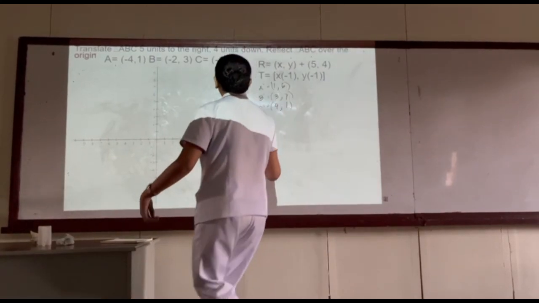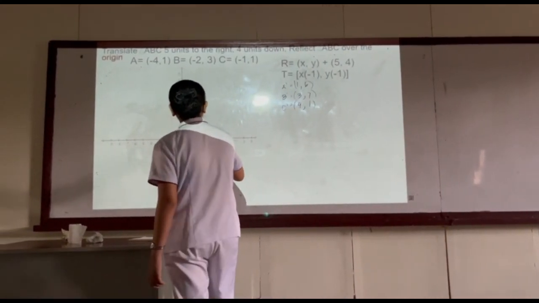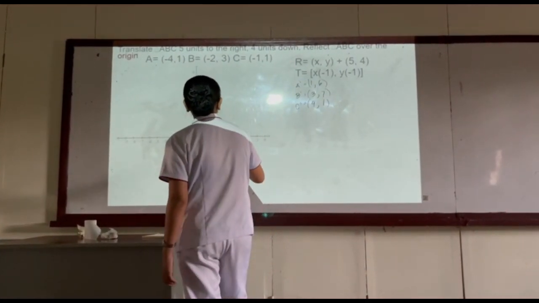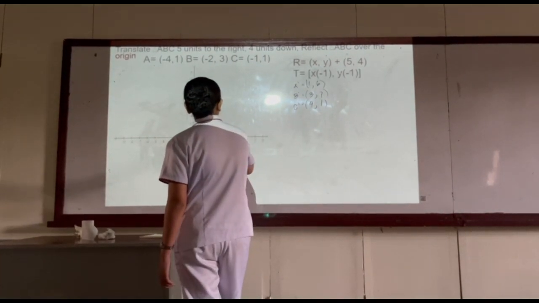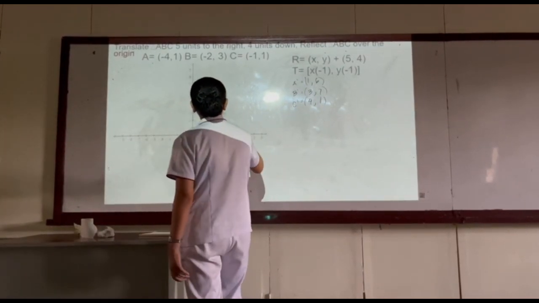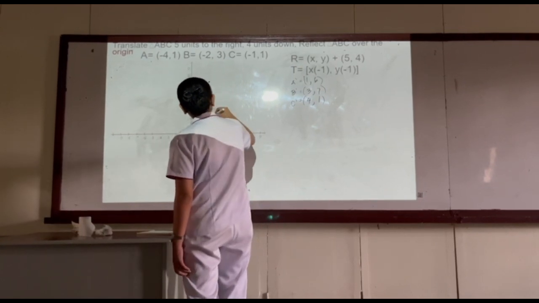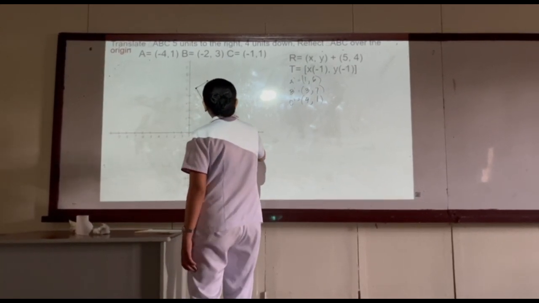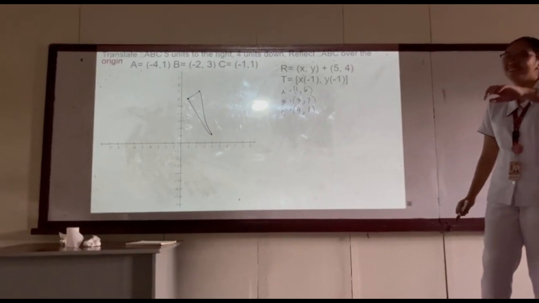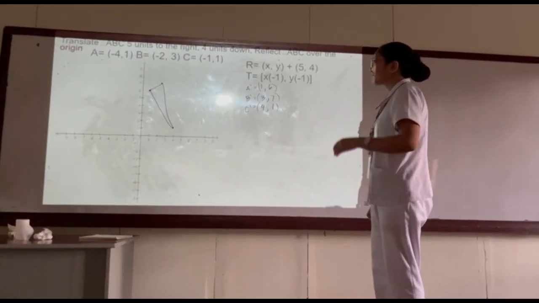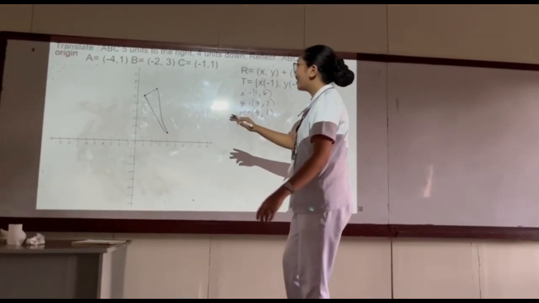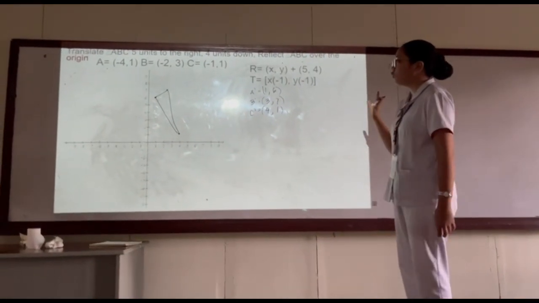Let's go ahead and plot them. So A is 1, 6. B is 3 and 7. C is 4 and 1. So here's our shape. Now we're going to reflect it over the origin.